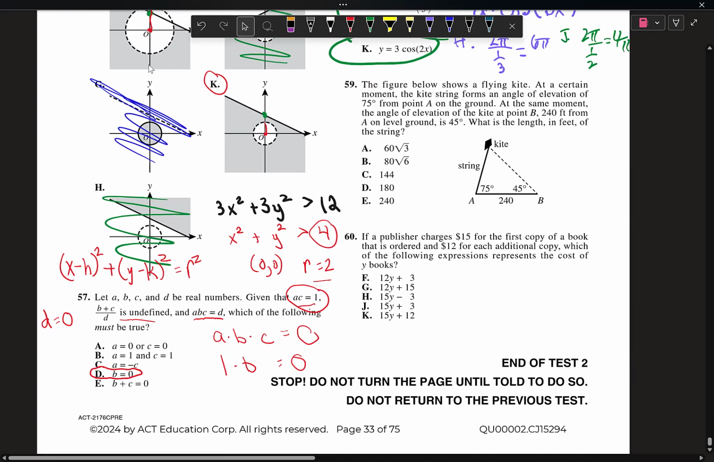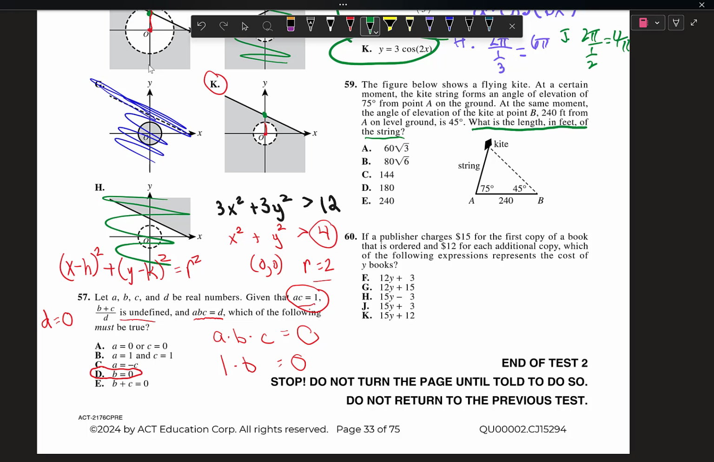59. The figure below shows a flying kite. At a certain moment, the kite string forms an angle of elevation of 75 degrees from point A to the ground. And again, we've got all this information right in this problem, so we don't need to read it. We just need to figure out what they're asking. What is the length of the string?